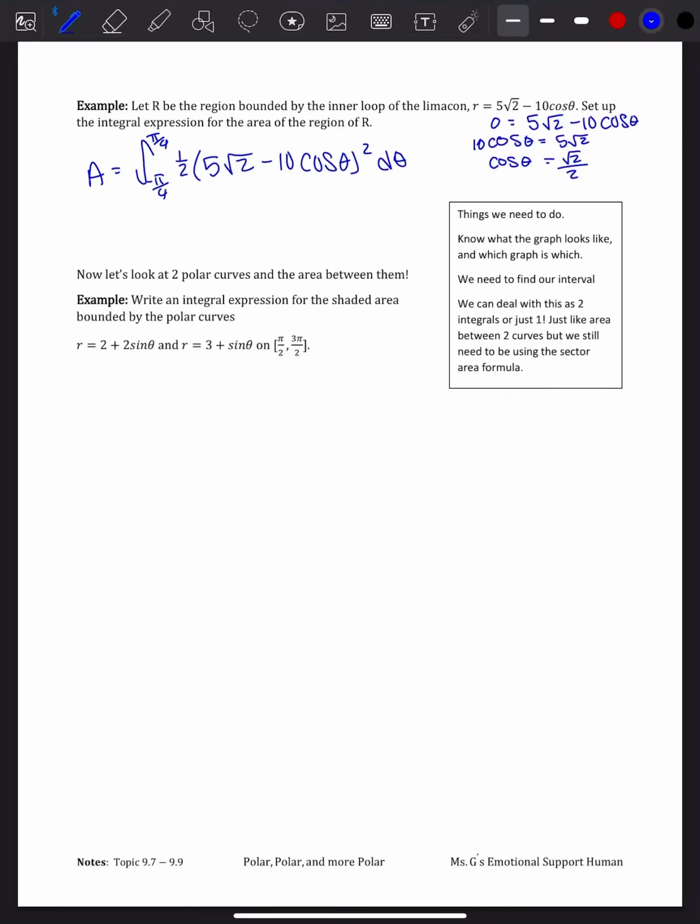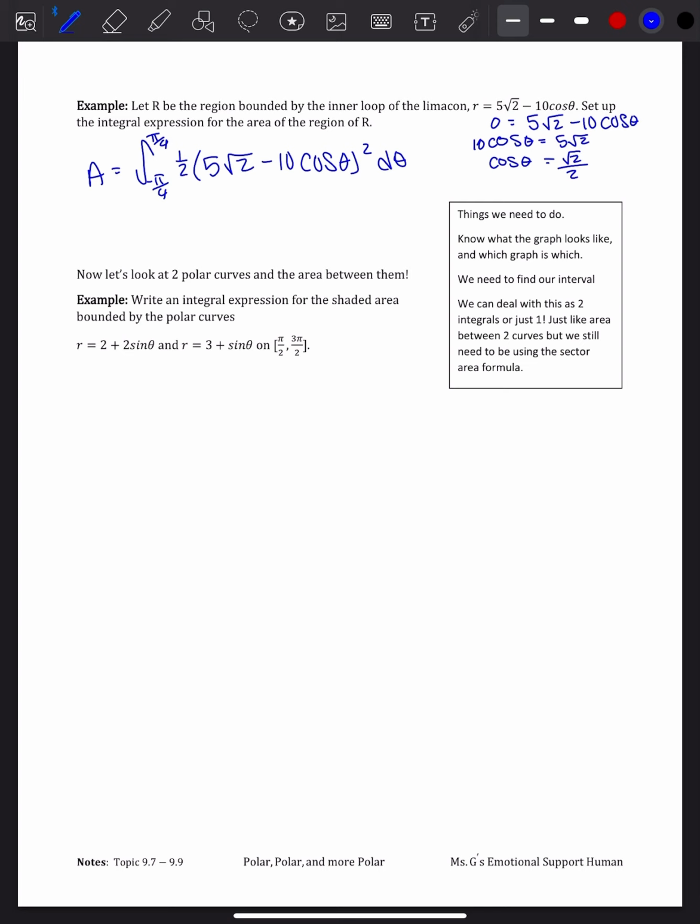Just like with the area between two curves in Cartesian, we can find the area between two polar curves. Things that we need to know when we are finding the area between two polar curves: we need to know what the graph looks like and which graph is which. We need to know our interval, and we can deal with it in one of two ways.